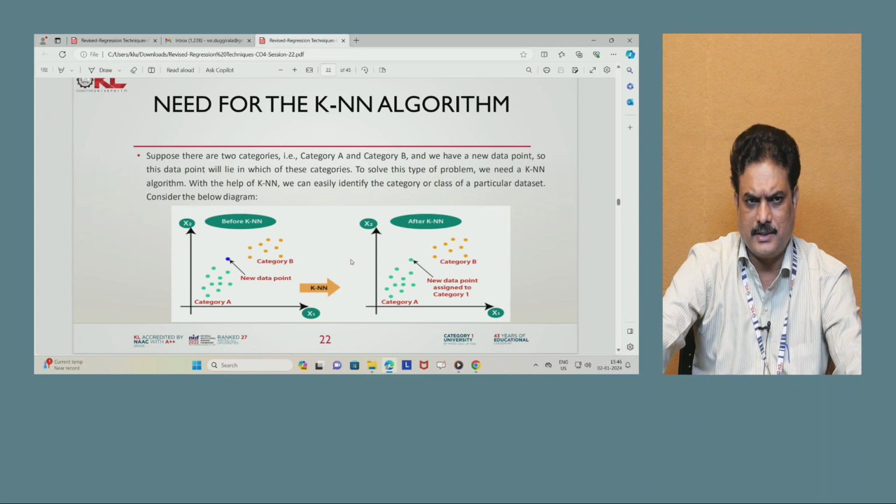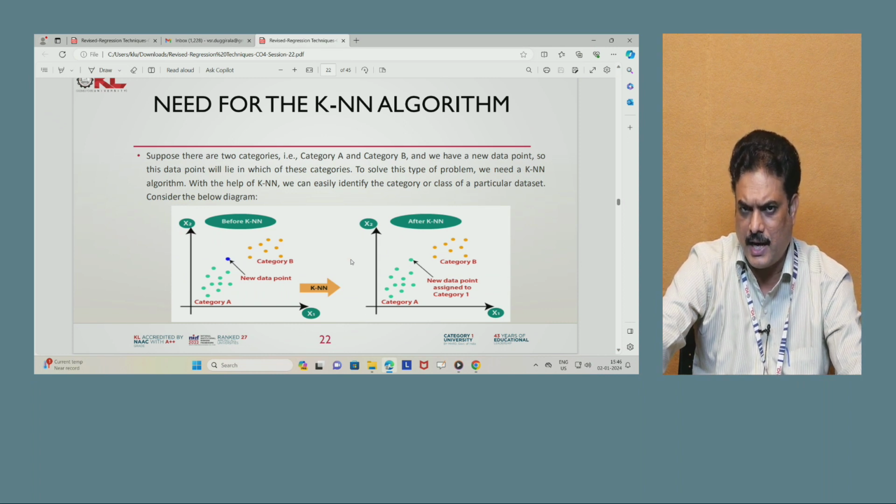Need for the KNN algorithm. Suppose there are two categories, category A and category B, and we have a new data point. Which of these categories will this data point lie in? To solve this type of problem, we need the KNN algorithm. With the help of KNN, we can easily identify the category or class of a particular data set.